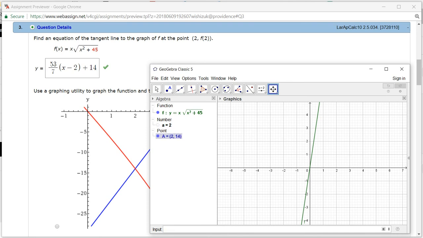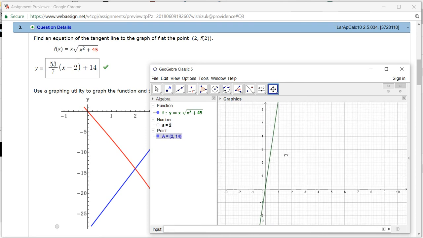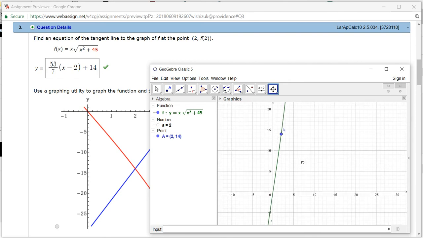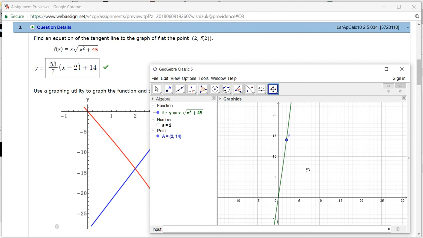I can't see the point, so I'm going to just go back. So this is where the point is. And then we want to find the tangent line at that point. We found that to be y is equal to 53 over 7 times x minus 2 plus 14.